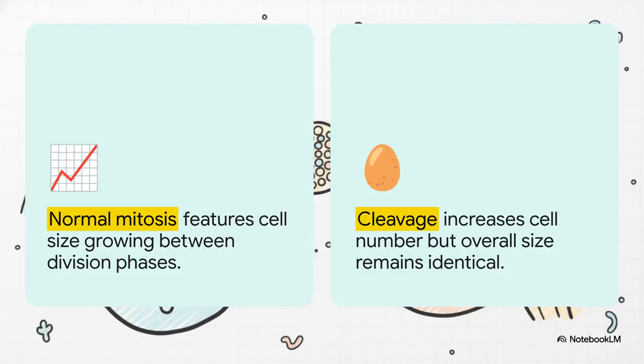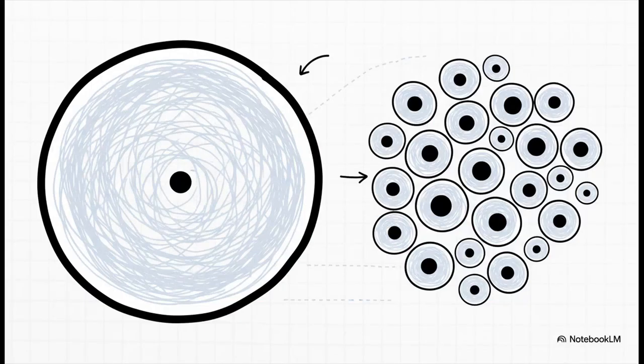And this brings up a brilliant comparison between these two biological processes. In normal mitosis, the cell size actually grows between divisions, but in cleavage, the number of cells increases rapidly. We're talking 2, 4, 8, 16, but the overall size of this entire structure remains absolutely identical to the original single-celled zygote. All these brand new cells, which we call blastomeres, they're still fitting snugly inside that exact same original protective shell.